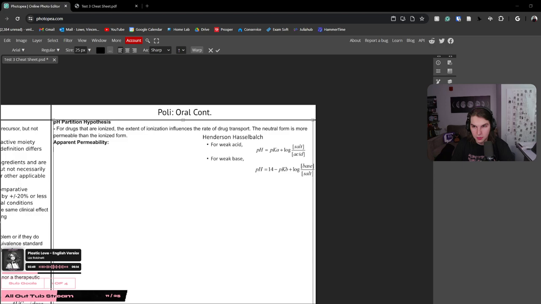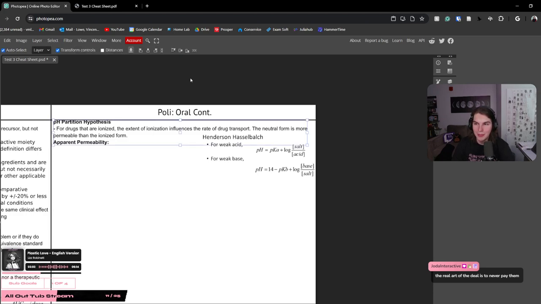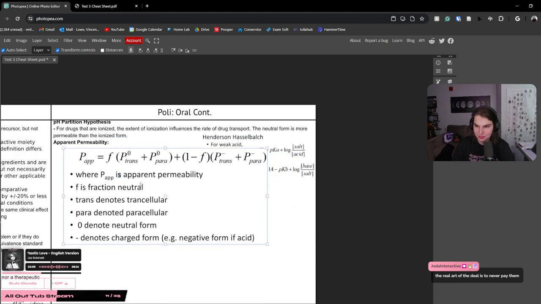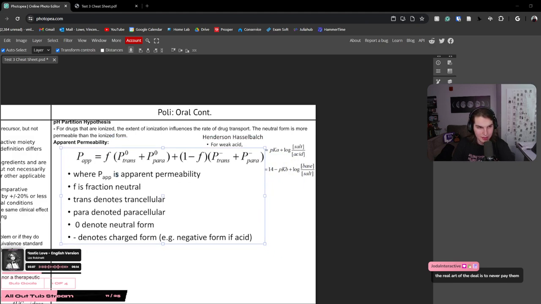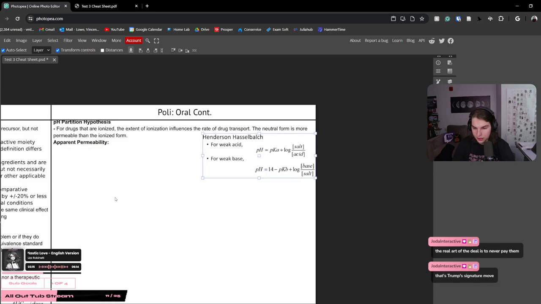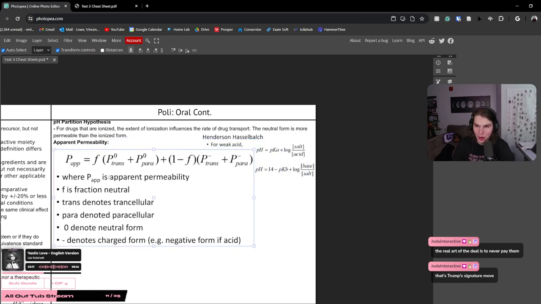Snipping tool. Actually, let me just do this, chat. We're just going to copy him. We're just going to snipping tool this, too. The real art of the deal is to never pay them. Well, I'm not going to do that. That's just stealing. Oh, I actually hate that it's highlighted. That's going to bug me, chat. That's Trump's signature move. Valid.